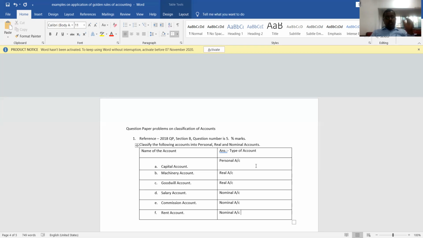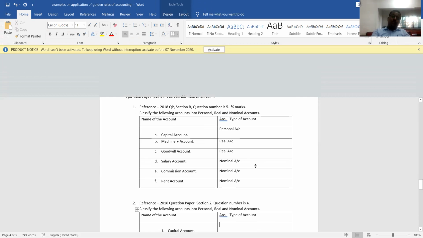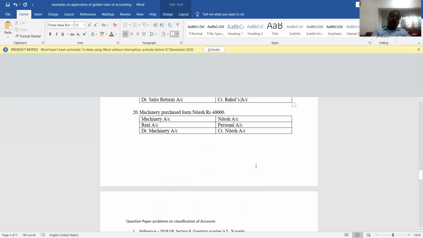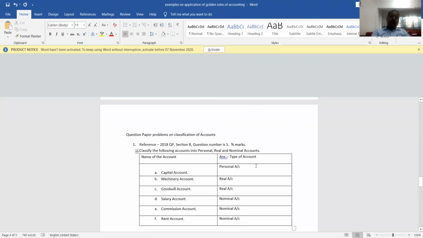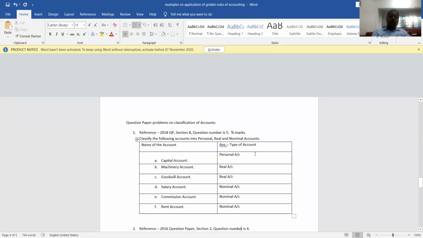So we have to see the name of the account and decide whether it is a person or firm, or whether it is an asset or property, income or expenditure, or loss. So you need to see the name of the account, then decide which type of account it is, whether personal, real, or nominal. This particular problem is from the 2018 question paper, in section B, and it appeared for 5 marks.